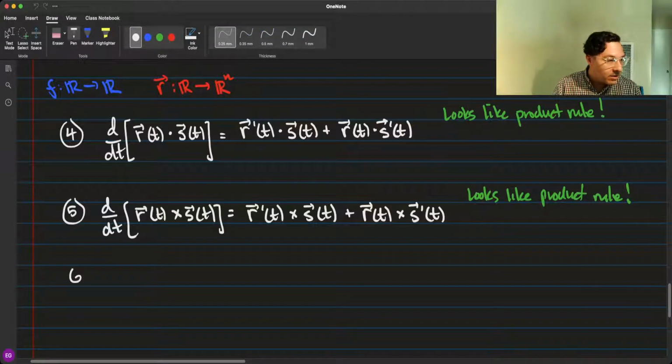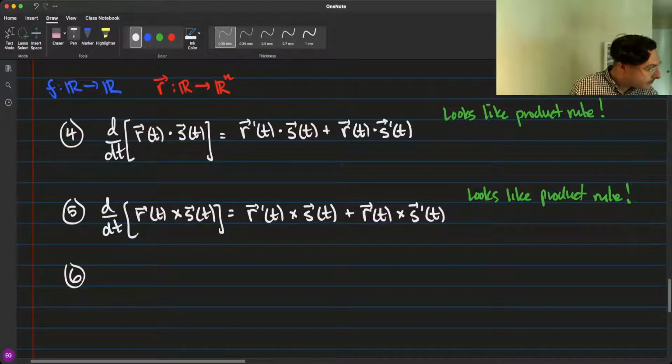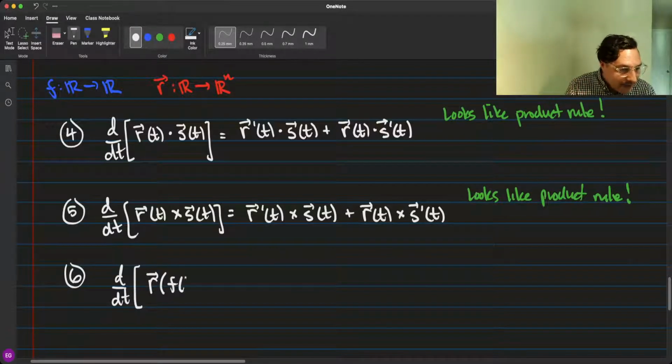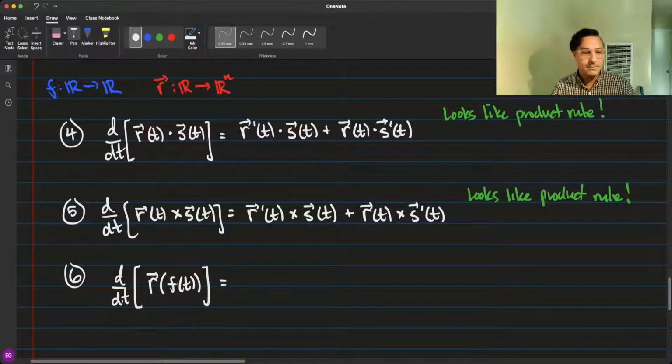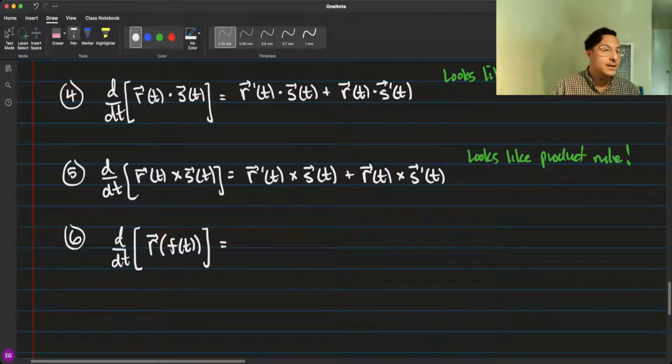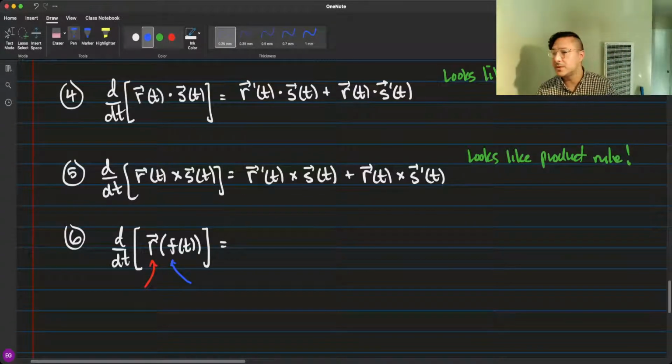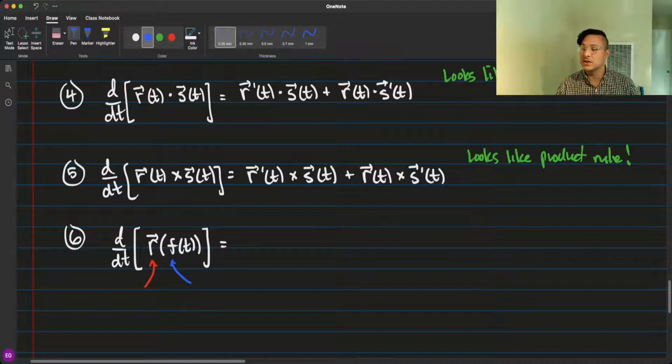So there's a special version of the chain rule. Let's say that you want to take the derivative of some vector valued function r of f of t. Looking at these two functions, I have an r function and I have an f function. What is the difference between them? What sort of function is r and what sort of function is f?